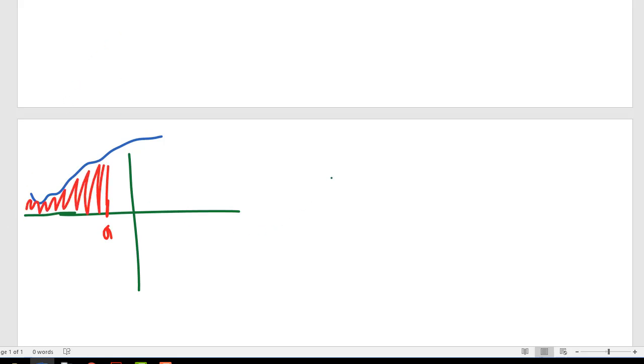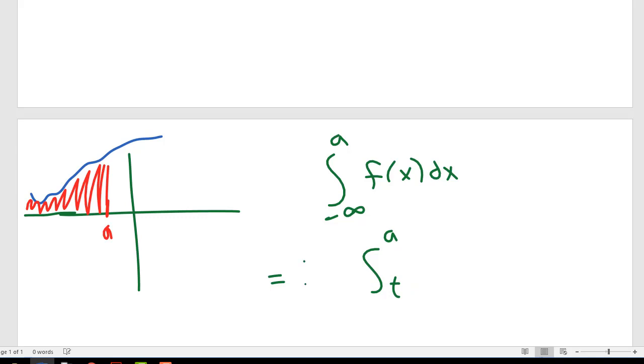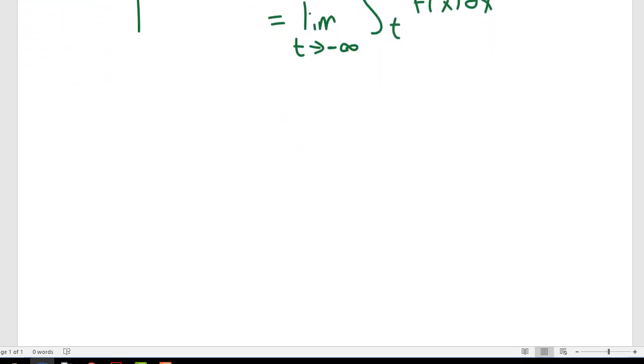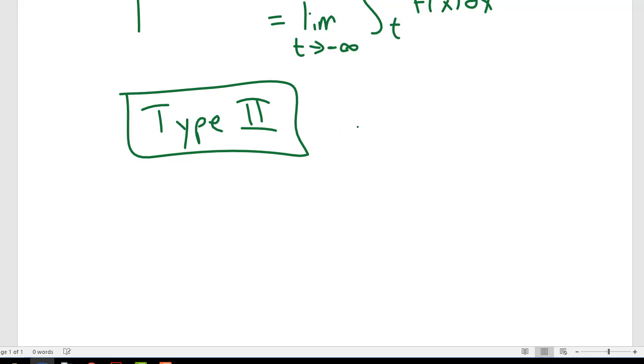Then we would look at the integral of f of x from negative infinity to some number a. We're going to write that as the integral from t to a, and the limit as t approaches negative infinity. So those are the two integrals we would call type 1. And then type 2 would be a vertical asymptote. So type 2 would basically be a vertical asymptote here.